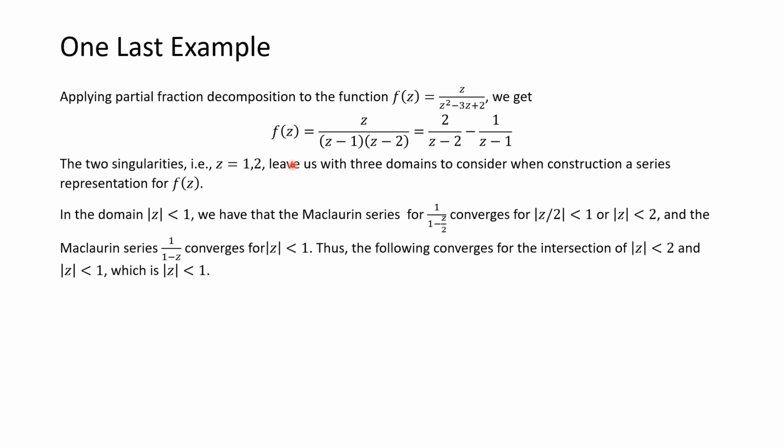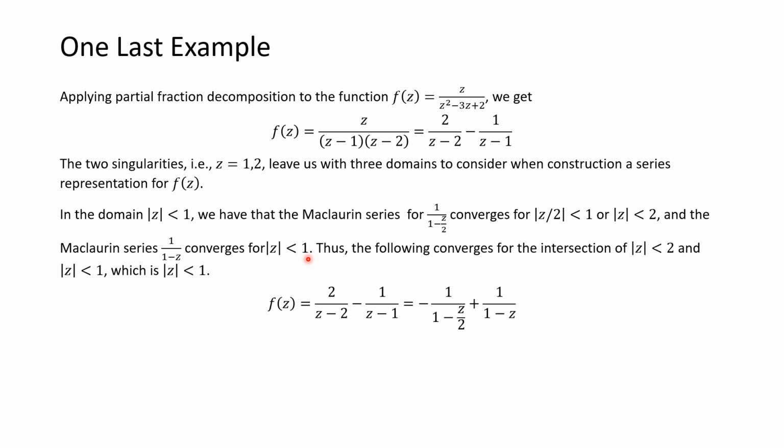So let's start with the first one. When the modulus of z is less than 1, we know that the Maclaurin series for 1 over 1 minus z over 2 converges when the modulus of z over 2 is less than 1, and when the modulus of z is less than 2. And the Maclaurin series of 1 over 1 minus z converges when the modulus of z is less than 1. So the intersection of these two regions is the modulus of z less than 1.